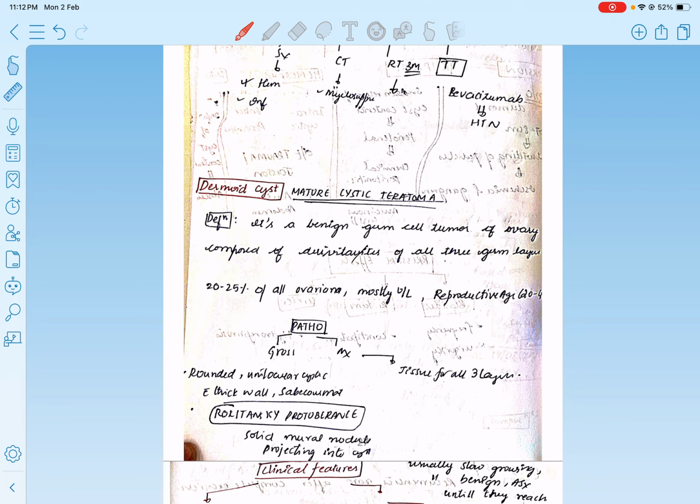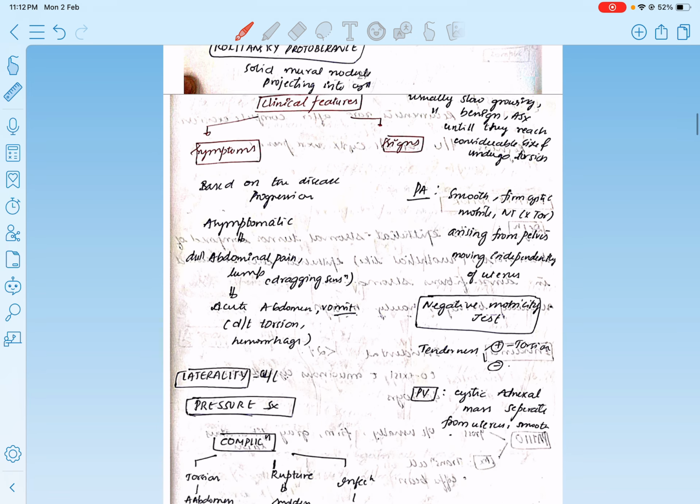Again, dermoid cyst contains all 3 layers. Okay, basically you need to worry about torsion, that is the complication. So all complications of benign tumors you remember, and make sure you mention the same thing.